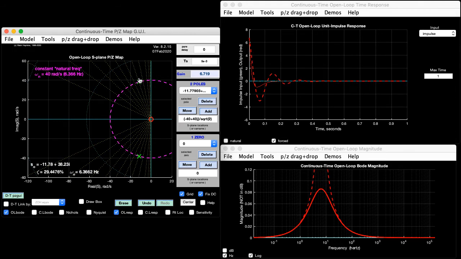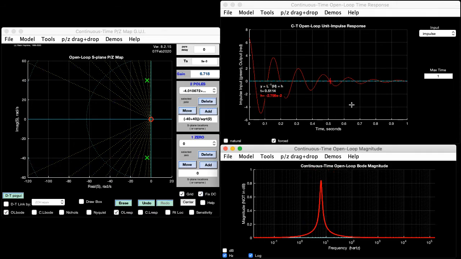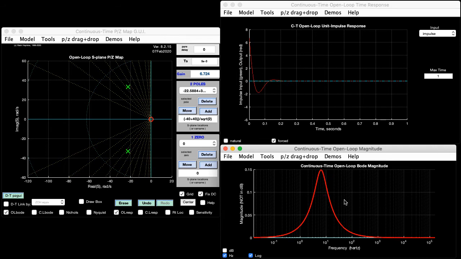Now as I go towards the imaginary axis here, zeta is going down. I have increasingly strong oscillations in the time domain. And again, the damped oscillation frequency is not the same as omega n, but it's pretty darn close as I get close to the imaginary axis. But in addition to that, I'm getting a much narrower peak in the frequency domain. So here I have a pretty broad filter.